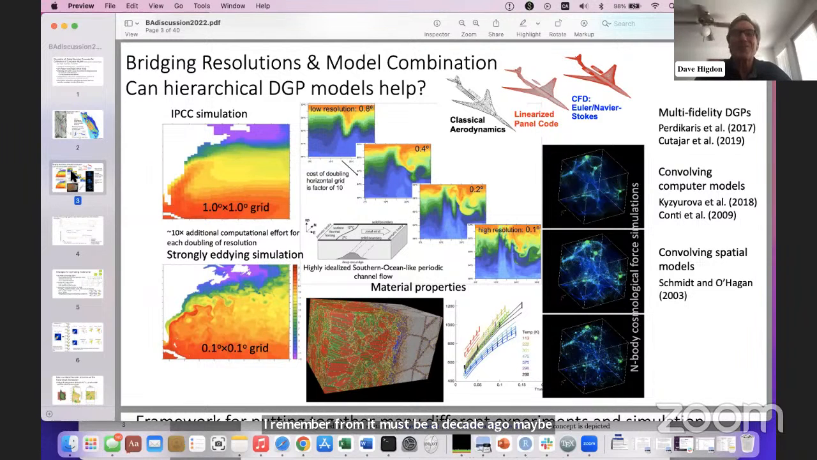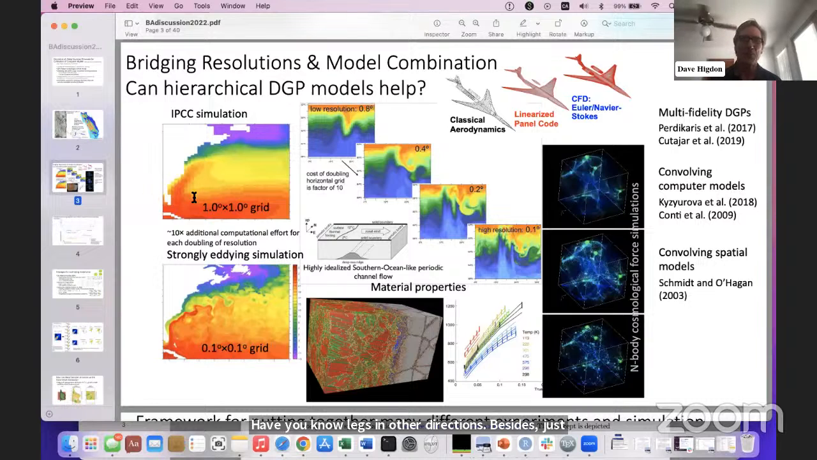This is a slide I remember from, it must be a decade ago, maybe more, of looking at what are these challenges in statistics and computer model calibration and dealing with big data sets. But it's relevant here because I think this framework of embedding a deep GP within sort of a hierarchical Bayesian framework is a really nice concept that might have legs in other directions besides just computer model calibration.